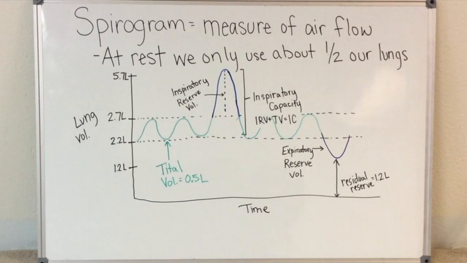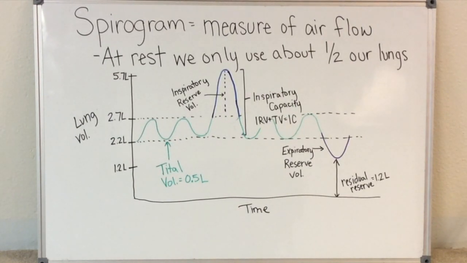You will notice, even after the most forceful expiratory contraction, you cannot fully empty your lungs. The volume of air that you are unable to expel from your lungs is called your residual volume. This is approximately 1.2 liters of air.